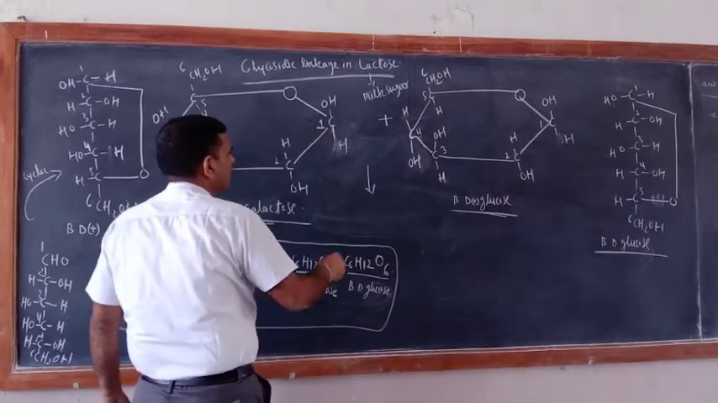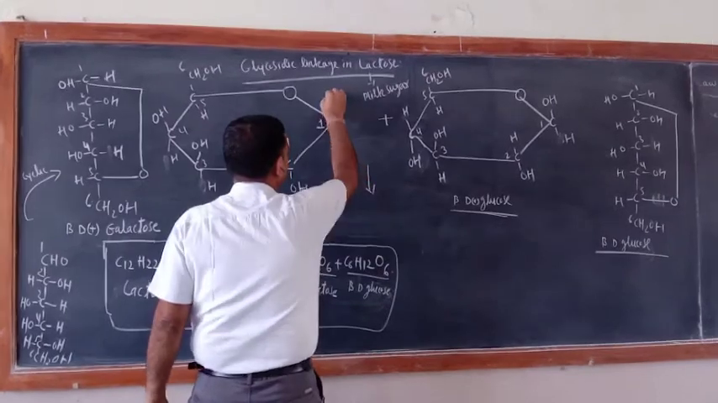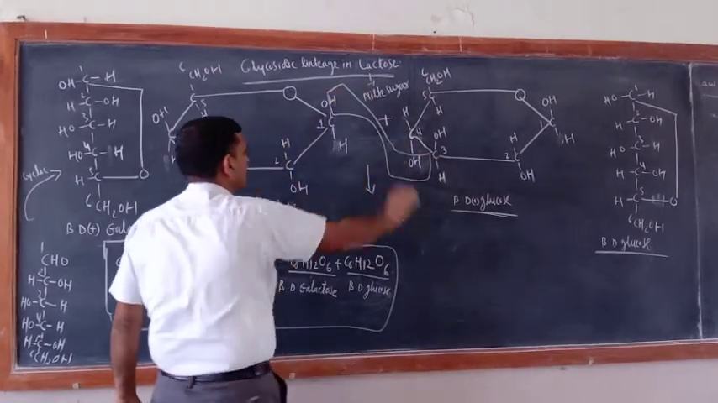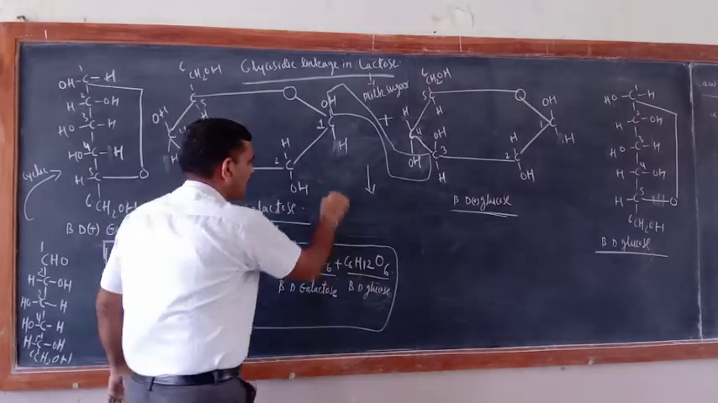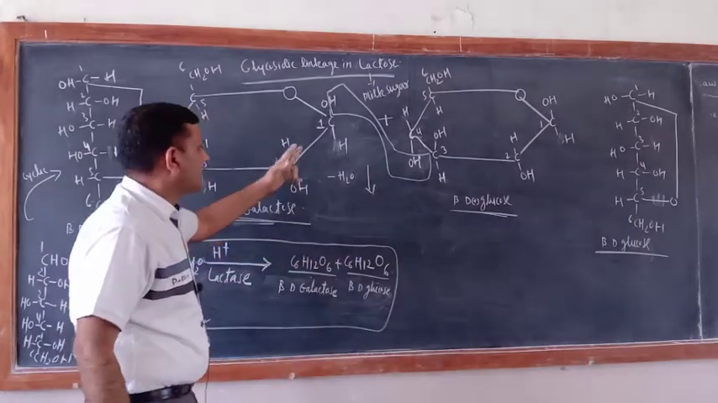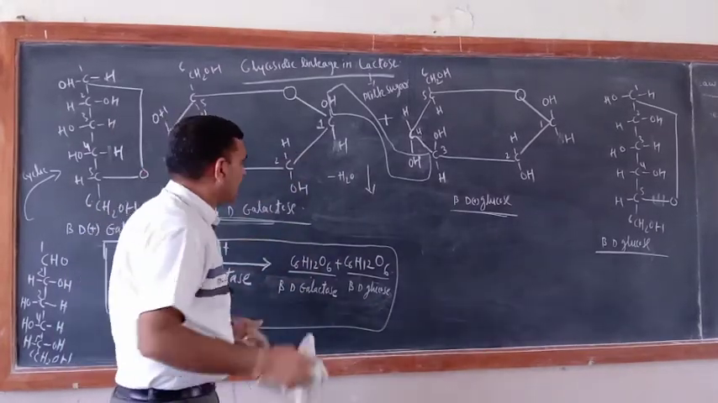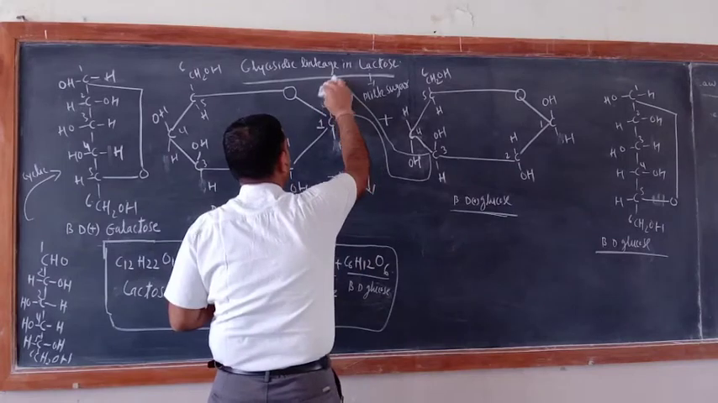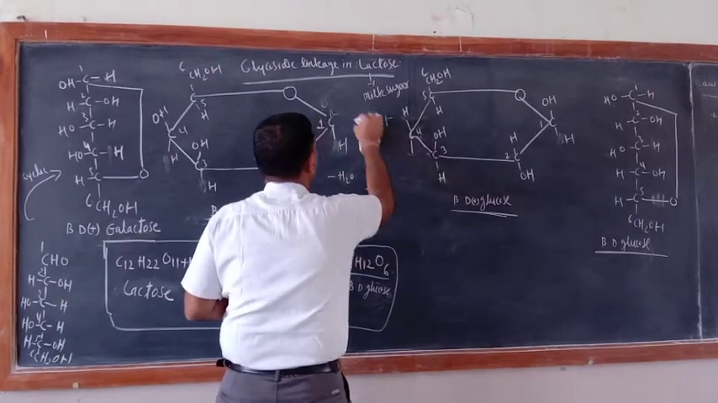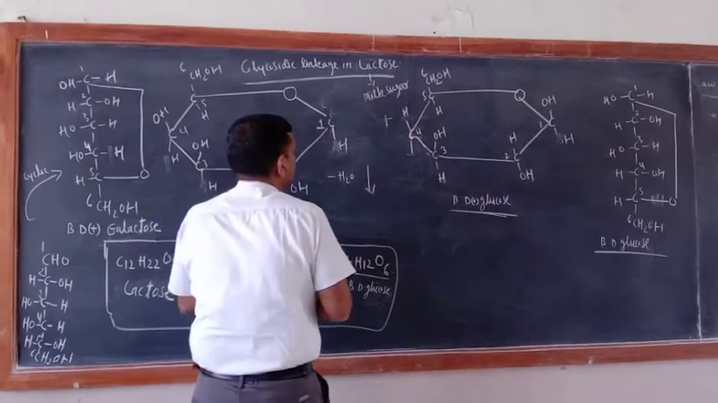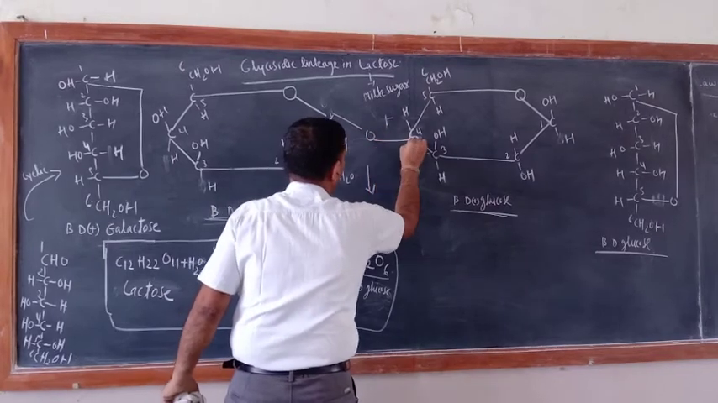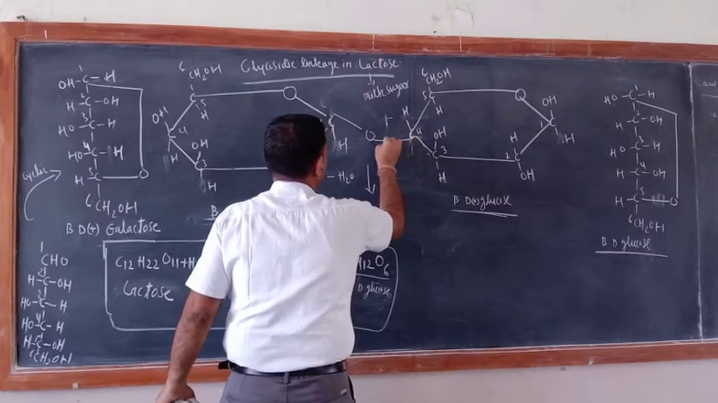So now just see, H of this one and OH of this one should be removed in the form of condensation only, H2O. So when this is removed, what is there? Just see. Now I will not make this side. Here only I will make the glycosidic linkage. The glycosidic linkage is C, O and this one. Okay. This is glycosidic linkage.